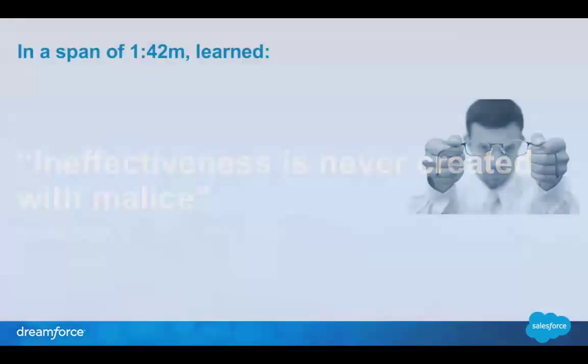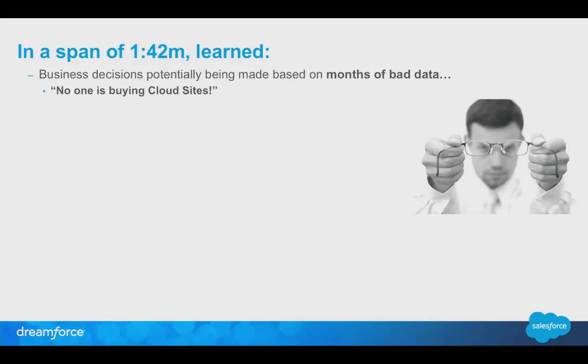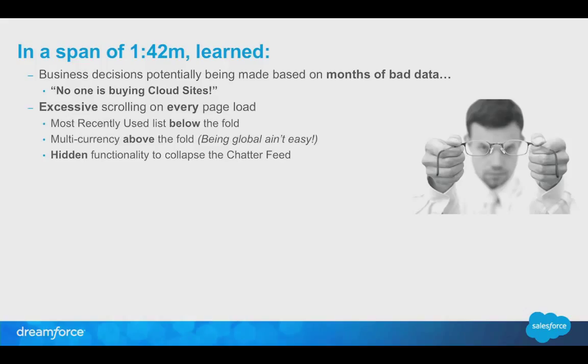All right. So, real quick summary. In a span of 1 minute, 42 seconds, this is what we learned. Business decisions are being based on months of bad data. The executives are saying, why aren't people buying this new version called Cloud Sites? We have 0 sales for Cloud Sites for the past 4 months. Well, let's make a business decision where let's go east instead of west, because it turns out people are buying it, but they just can't save it. That's a bummer. Excessive scrolling, we talked about.